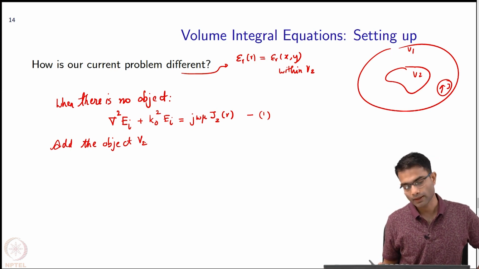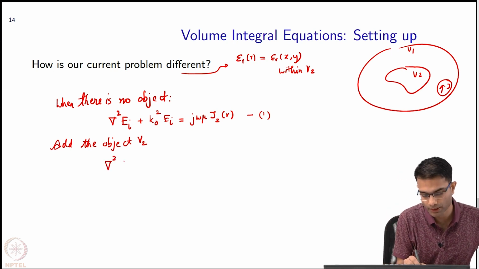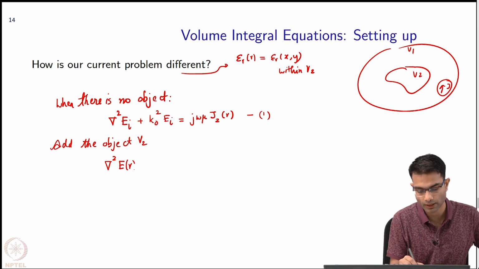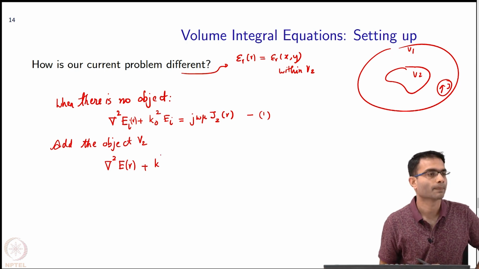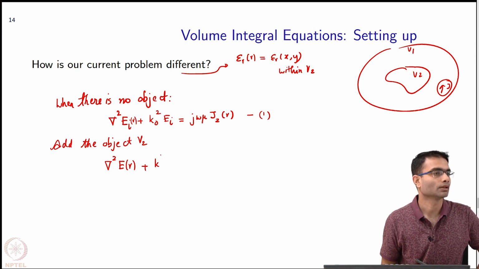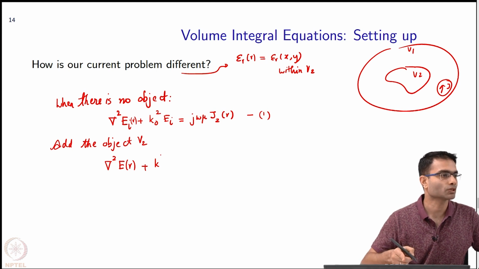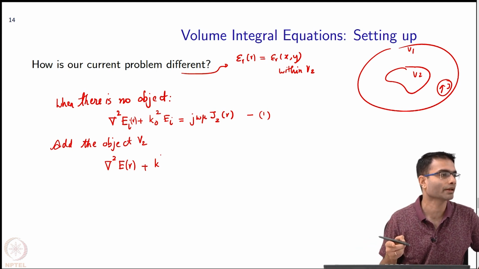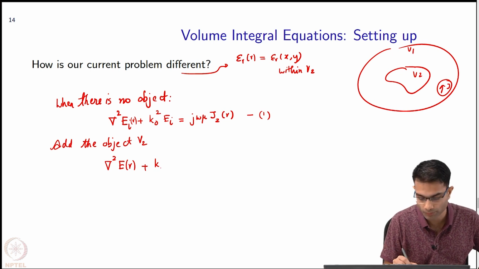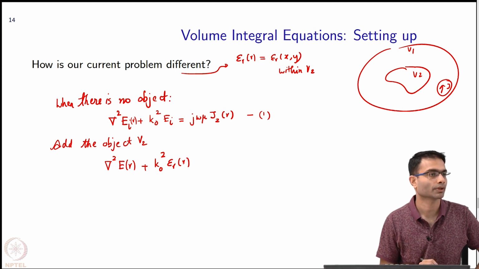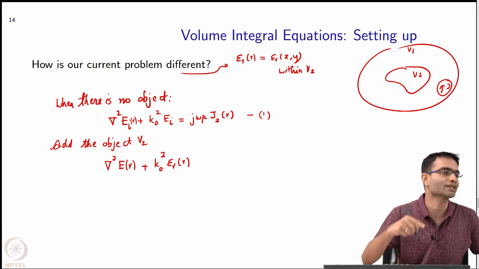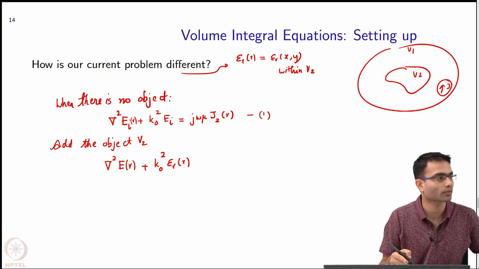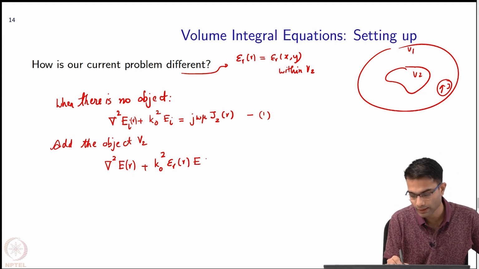So what happens now? I will say the same operator remains. So del squared E of r, plus, now what do I write over here? The permittivity of the medium enters into this k term. So can I still write k naught? I cannot, right? So I have to modify that. The relative permittivity comes in over here. When we derived the wave equation, remember there was an epsilon; we can write it more precisely like this, k naught squared epsilon_r E of r.